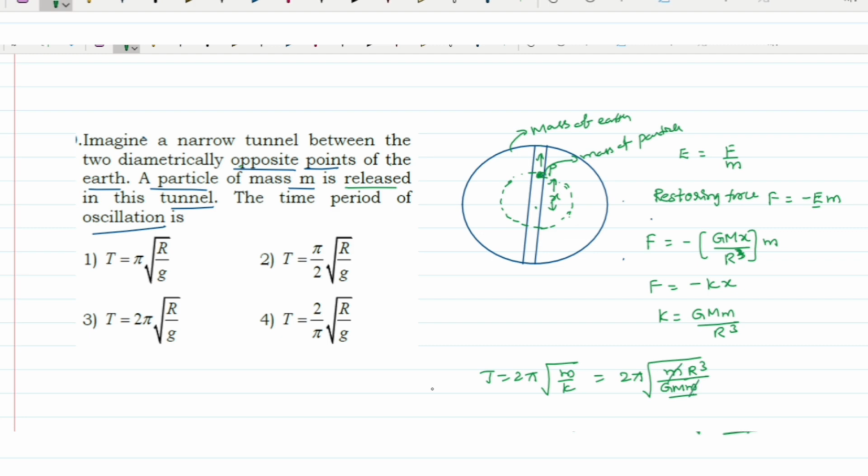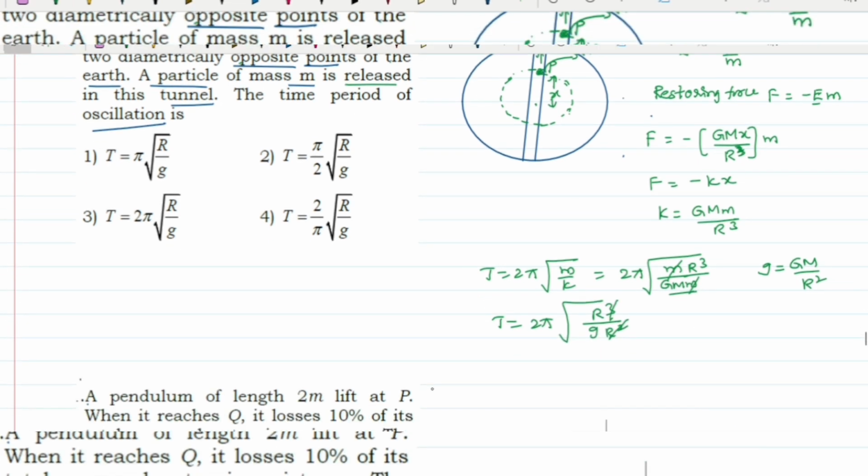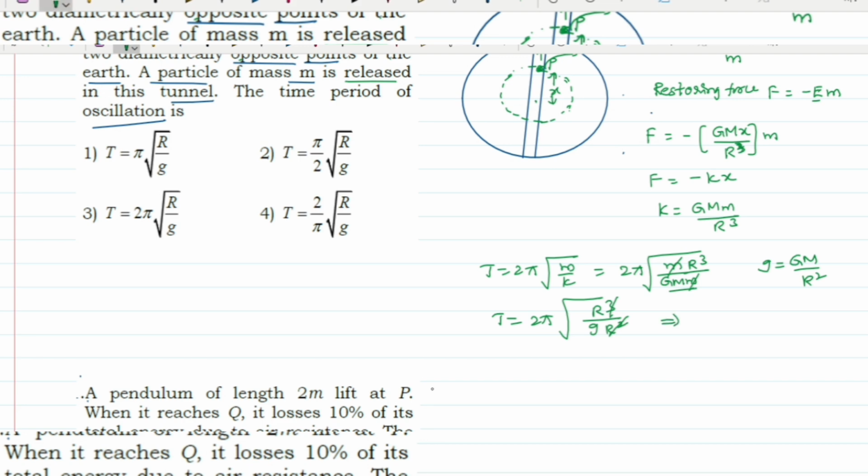In gravitation, there is a relation between small g and capital G, that is g equals GM by R squared. So T equals 2 pi into root of R cubed by, instead of GM, g into R squared. One R squared gets cancelled. Now the time period of the oscillation T equals 2 pi root of R by g. So this is the correct answer. Let us see the next question.